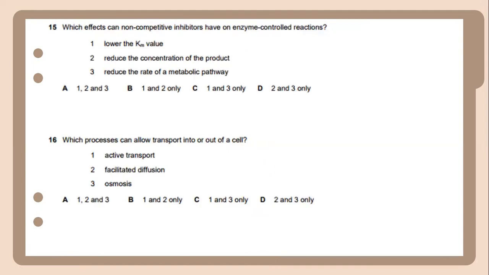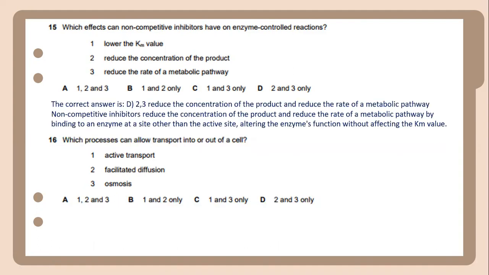Which effect can non-competitive inhibitors have on enzyme-controlled reactions? The answer will be reduce the concentration of the product and reduce the rate of the metabolic pathway. Non-competitive inhibitors do this by binding to an enzyme at a site other than the active site, altering the enzyme's function without affecting the Km value.